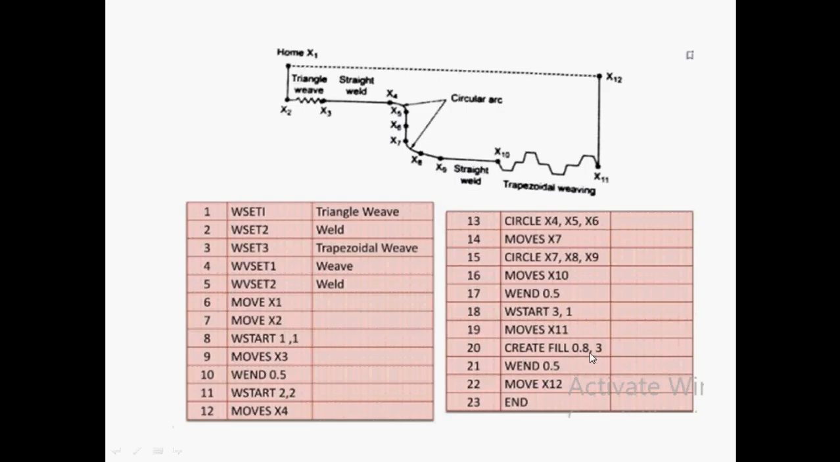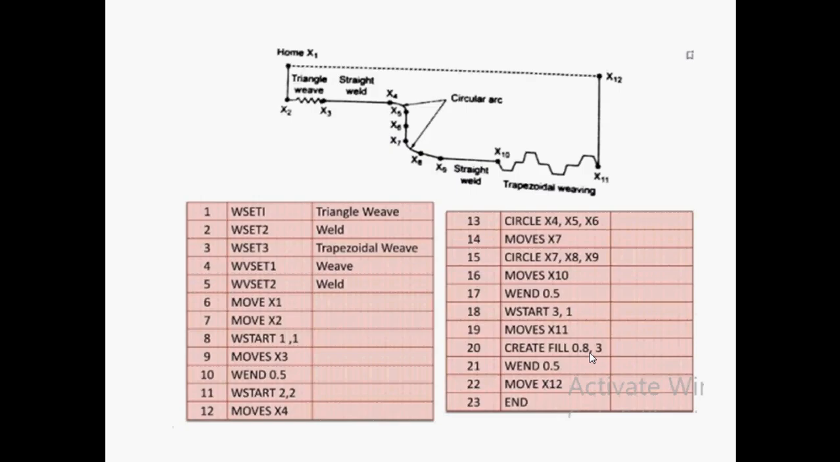So this is about filling materials, and that can be helpful for the filling of the materials which are required in a weldment. So that is why we are writing create fill 0.83. So again we are mentioning the values over here. Then again rest for 0.5 seconds for the condition to be tested over, and after that move to x11, oh sorry, x12, and then end of the condition.